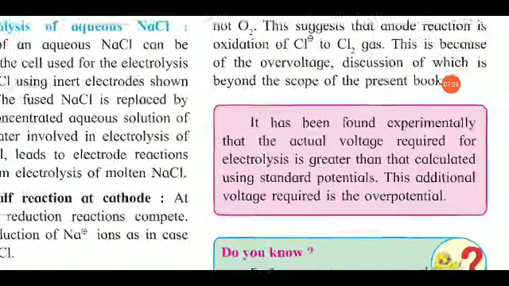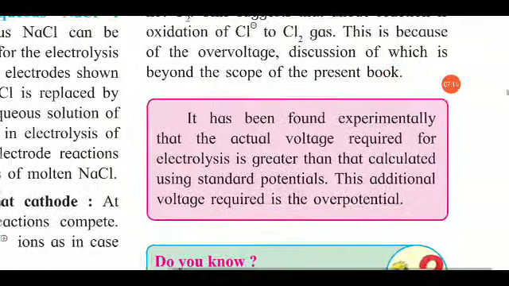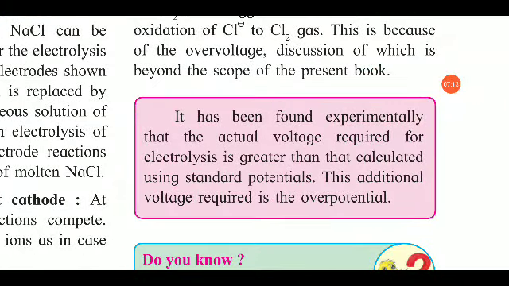Now students, it has been found experimentally that the actual voltage required for electrolysis is greater than that calculated using the standard potentials. This additional voltage required is what we call the overpotential.